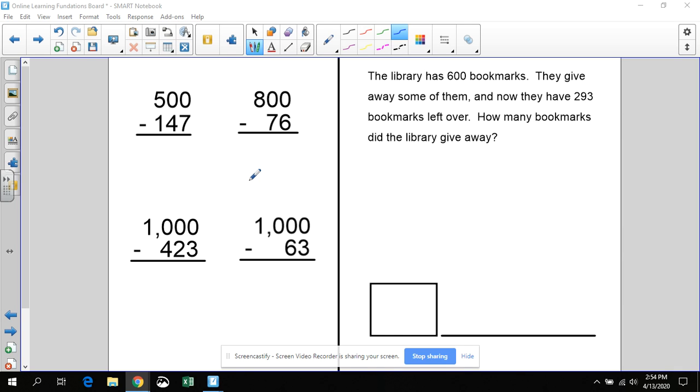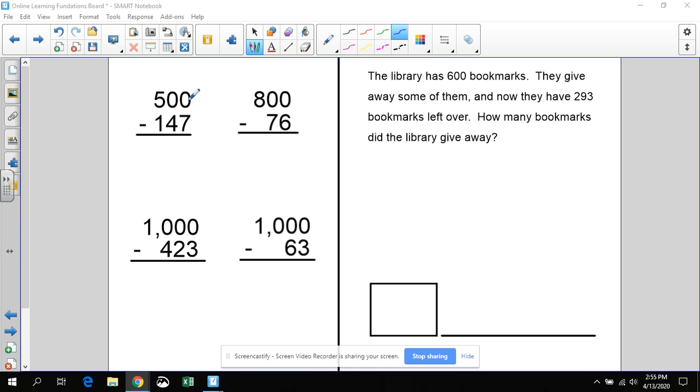Today we will begin our journey into subtracting with three-digit numbers. We're going to start today with all numbers on top that have a zero in the tens and the ones. And we're going to do some thousands.